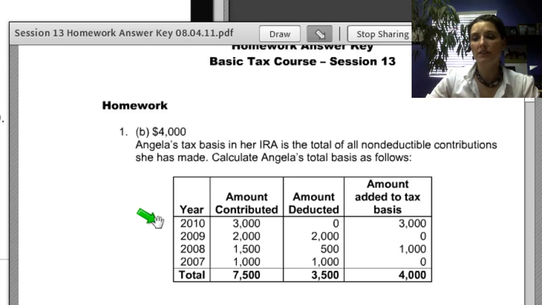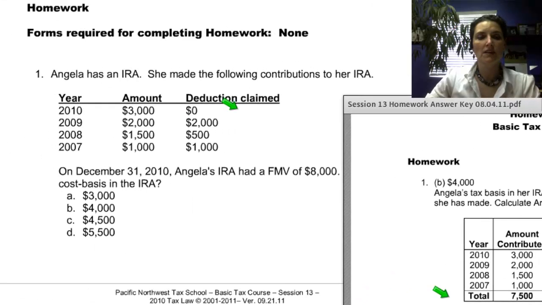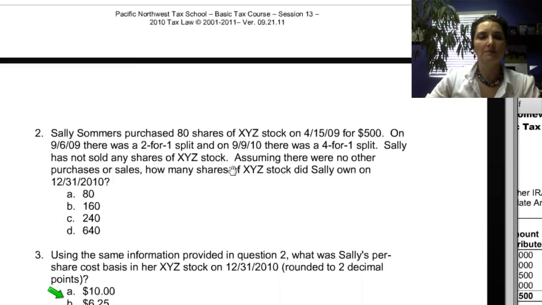We go by year, taking the amount contributed, subtracting out the amount deducted, and leaving the amount left to add to basis. And, of course, we're left with original contributions of $7,500, amounts that were previously deducted on other year tax returns of $3,500, leaving Angela with her tax basis of $4,000. On to question number 2.